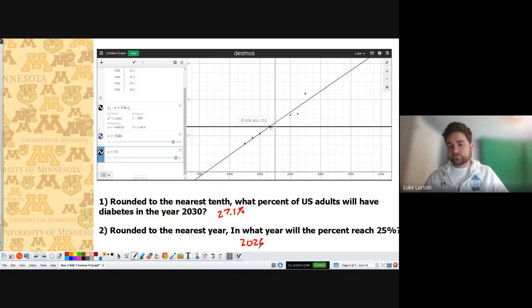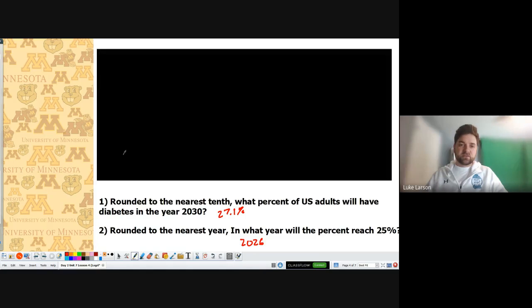is the year when 25% of the U.S. population will have diabetes. So let's do one more regression. And again, this is how you type it into Desmos. Y sub 1 tilde. Oh, disappeared. And then you do our variables a plus b and then times the natural log of x.